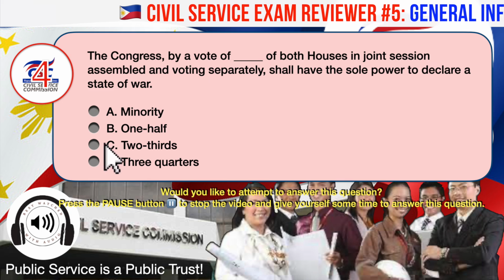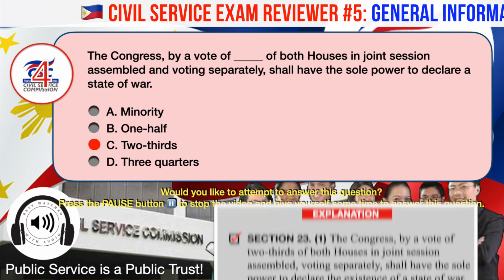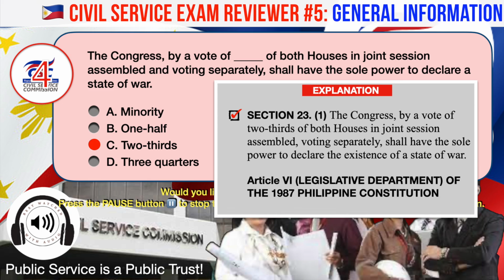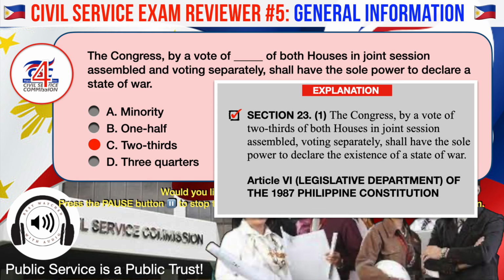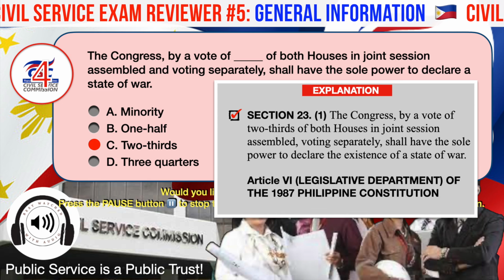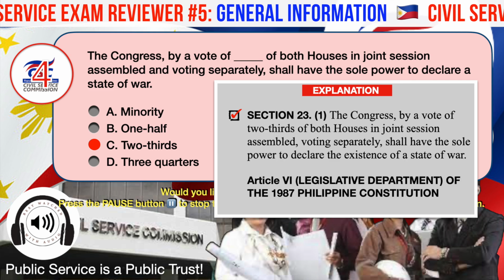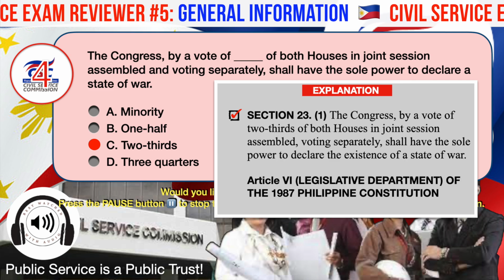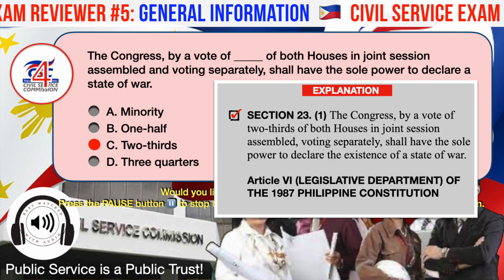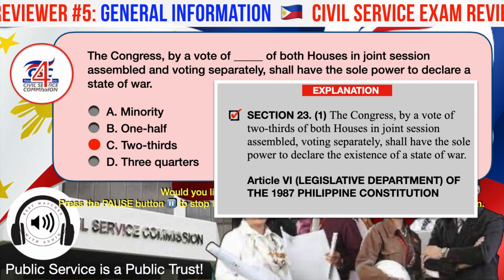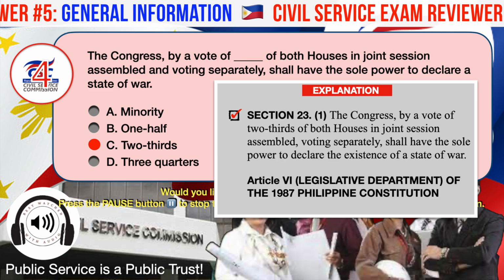The correct answer is C. 2/3. As provided for in Article 6, Legislative Department, of the 1987 Philippine Constitution, under Section 23 Paragraph 1: The Congress, by a vote of 2/3 of both houses in joint session assembled, voting separately, shall have the sole power to declare the existence of a state of war.